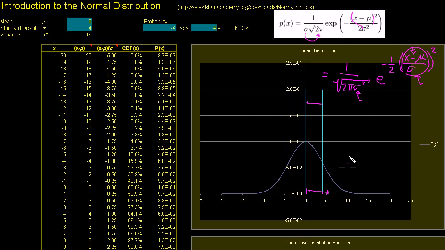Well, let me rewrite that. If I were to write e to the minus 1/2 times a, that's the same thing as a to the minus 1/2 power, right? If you take something to an exponent and then take that to an exponent, you can just multiply these exponents. So likewise, this could be rewritten as 1 over the square root of 2 pi sigma squared, which is just the variance.